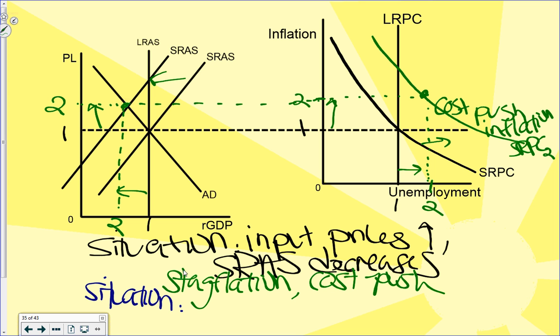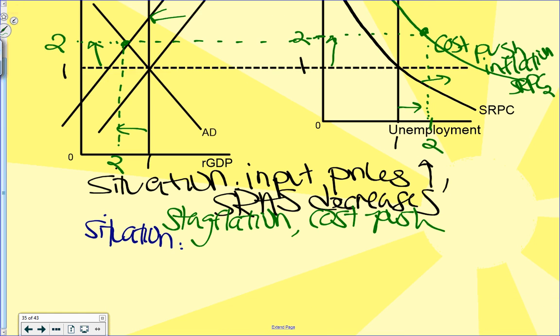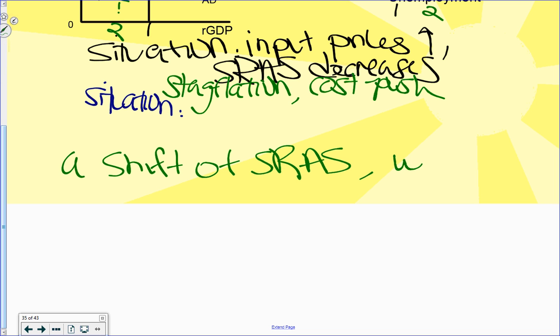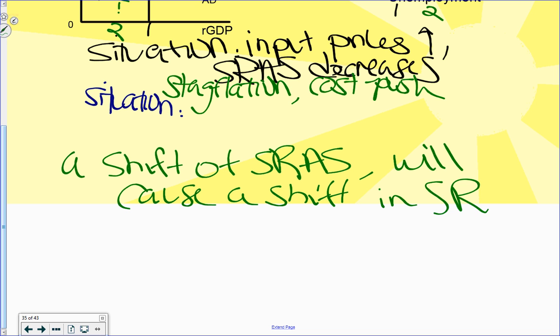Okay. Yes. So a shifting SRAS, how about a shifting SRPC, but in the opposite direction. Yes, I'm gonna write that down. A shift of SRAS will cause a shift in SRPC, but in the opposite direction.